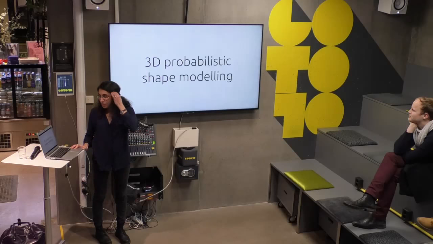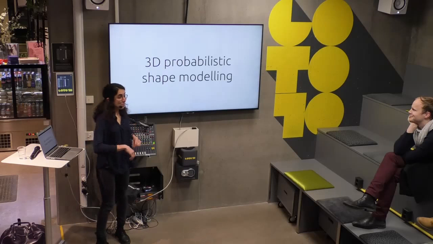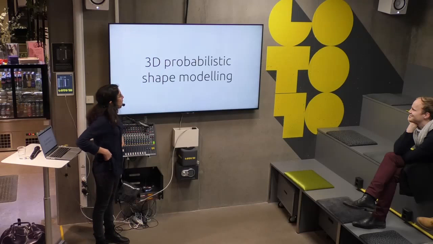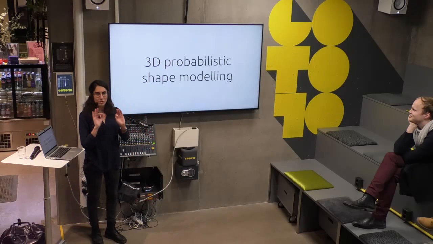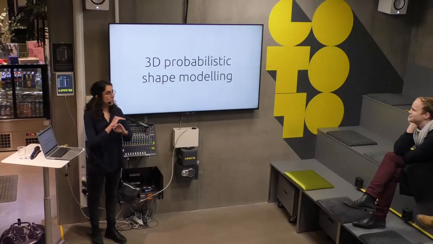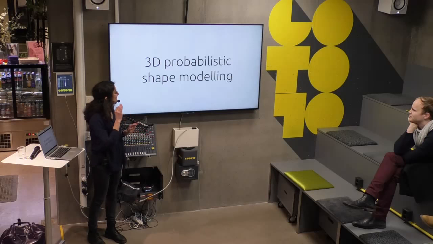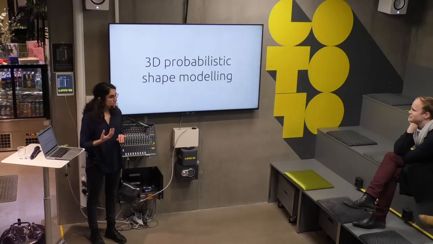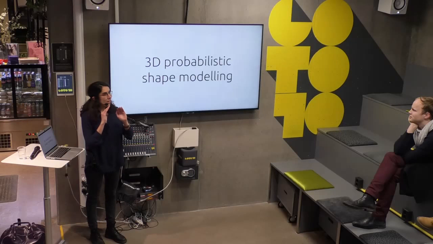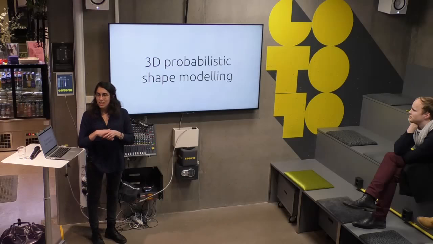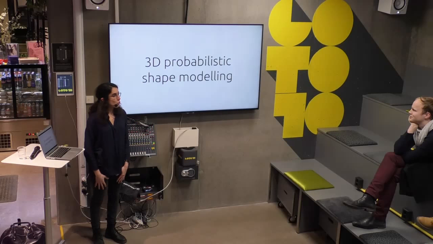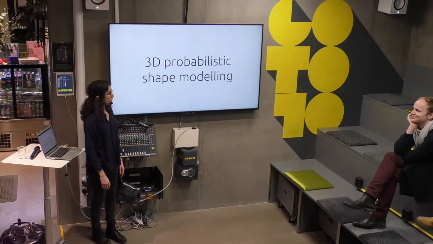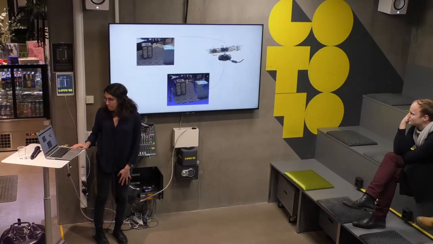Cool. I think it's time to start talking about how we can use exactly the same concept, but in a different problem. Now we will see how we can use GPs, Gaussian processes, to create 3D probabilistic shape estimates of objects. And this can be done to aid robots to do various tasks. So let's look into it.